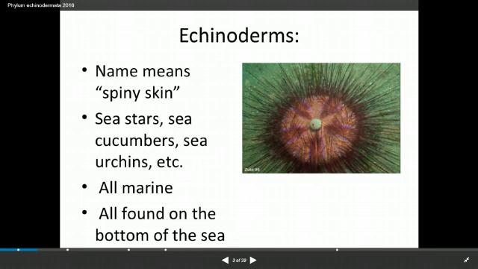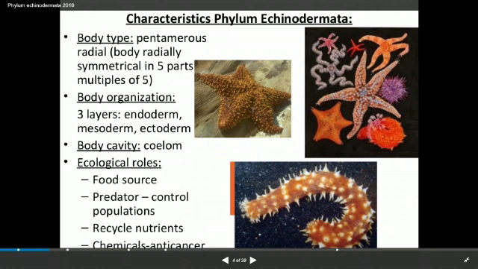Animals of this phylum have spiny skin. Now we will talk about the general characteristics of the phylum Echinodermata. They are exclusively marine and all found on the bottom of the sea. Now what about their body type? They have a pentamerous radial body type. That means the body is radially symmetrical in 5 parts or multiples of 5. They are bilaterally symmetrical in the larval stage but radially symmetrical in adults. Usually 5 arms are present.